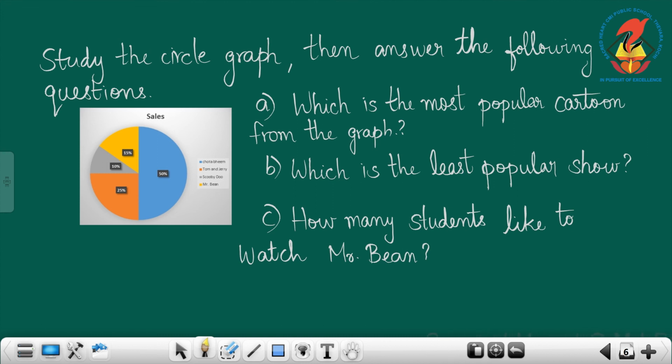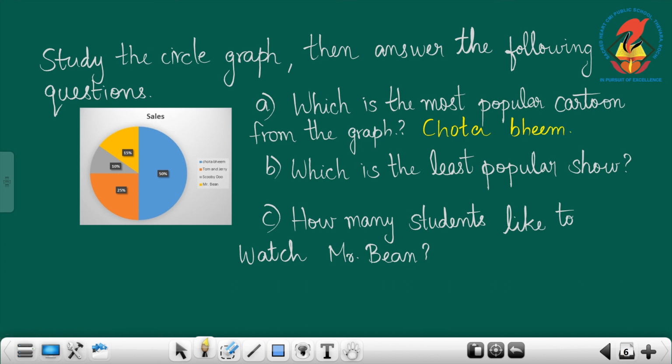First question: which is the most popular cartoon from the graph? We can directly answer the question, right? The bigger portion is the blue color. Which one is the blue color? It's Chota Bheem, right? So we can write Chota Bheem.